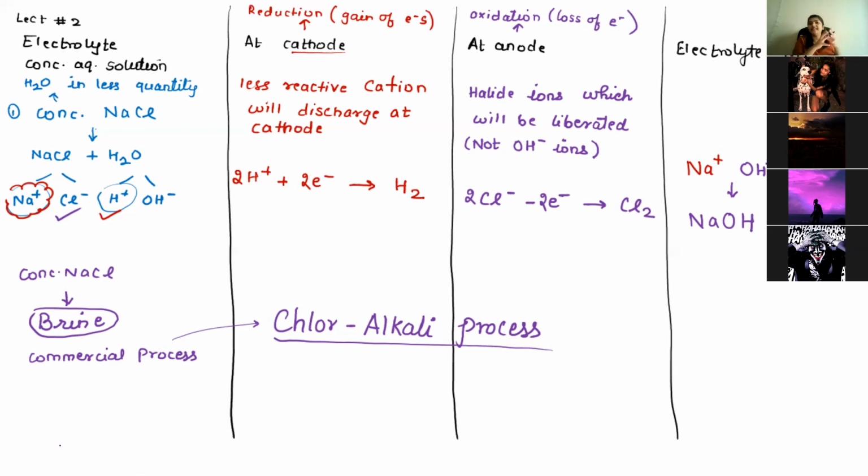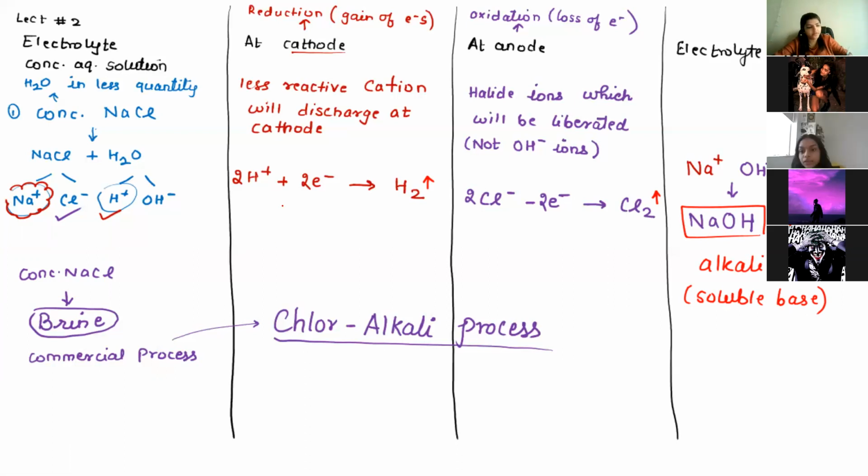See, you are taking as a reactant concentrated NaCl, and as a product, you are getting three products over here. Product number one is hydrogen gas, product number two, chlorine gas, and product number three, NaOH, which is an alkali. It's a soluble base. So this process is commercially very important because all the three products are useful.